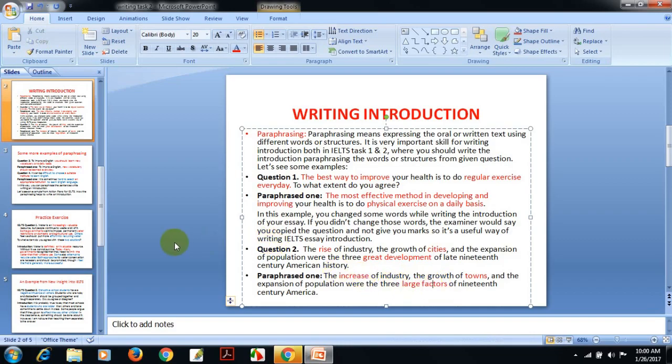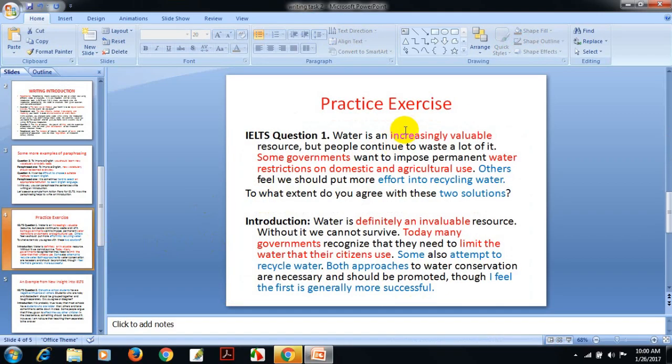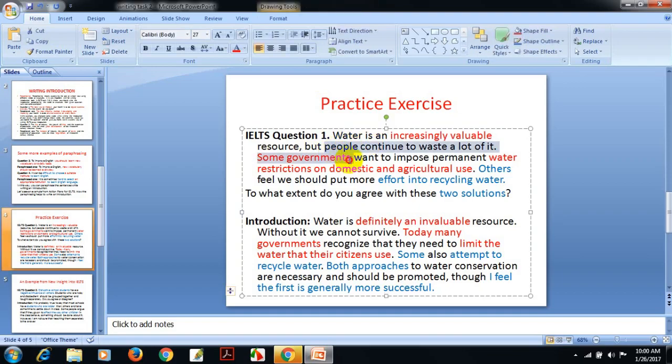Okay, now let's see another page. Practice exercise. Question number 1, taken from Action Plan for IELTS. It is an essay question and this is the introduction. Let's see how the introduction is made here.